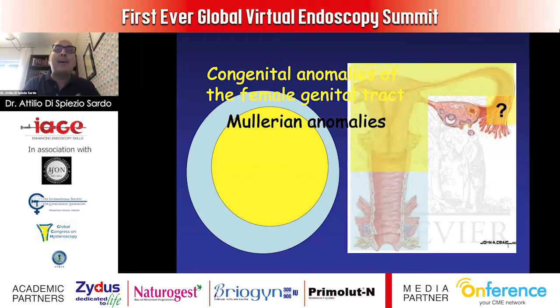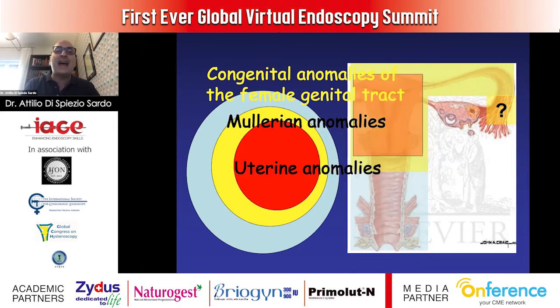Mullerian anomalies are part of this group, those anomalies that of course affect the embryologic development of the paramesonephric ducts, which are also called Mullerian ducts. And so the upper third of the two-thirds of the vagina, cervix, uterus, and tube. And regarding the fimbria, probably the fimbria has a different embryological origin. And uterine anomalies are the most part of Mullerian anomalies, so those anomalies which affect the uterine body and cervix.